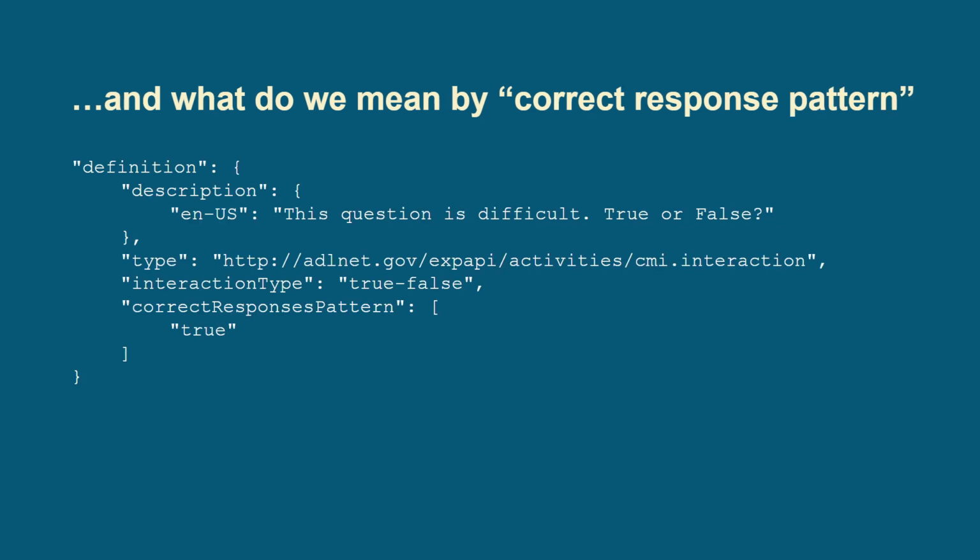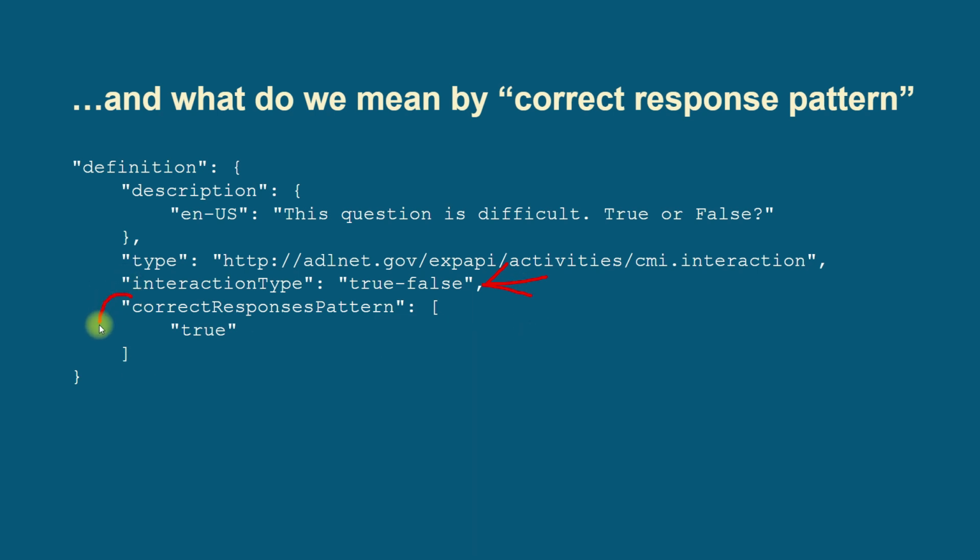Correct responses pattern. This is the particular element where we will place what the correct response pattern is. And here's an example of what it looks like. Let me use my highlighter. Great. So we can see, based on our previous videos, that the interaction type is true-false. We also know that this is a CMI interaction type, so it's somebody responding to a question on an assessment of some sort. And we know the question is a true-false question by this data.